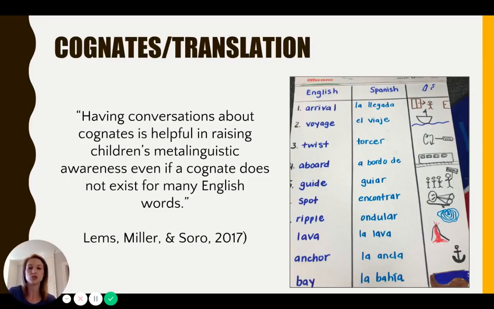So when I'm using this chart, I'm going back to the gestures that we've created together. For twist, we made a twisting motion. For guide, we pretended we had a microphone, and then we did kind of this sweeping motion of I'm showing you the way, I'm guiding you. For lava, we made the explosion. So we're constantly pairing those motions that we did before with the target words, so that even if they don't understand everything I'm saying, they can relate the gesture to the picture to the keyword that I want them to learn.